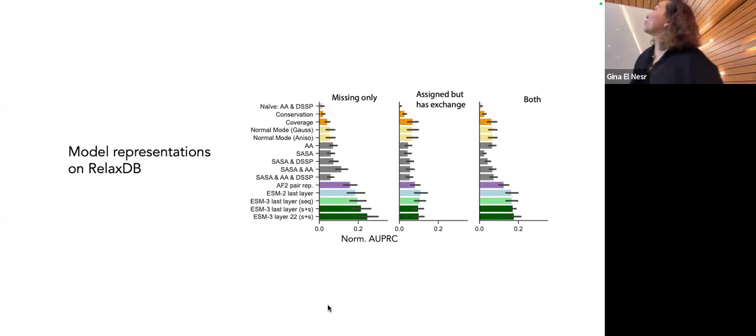So we train a ton of stuff. Just naive amino acids, conservation, coverage, just MLP, normal mode analysis, stuff like that, just amino acid representations, basic DSSP, combinations of all of those. And they all pretty much perform on par with each other, which is not great. It's about as random as it can probably get.